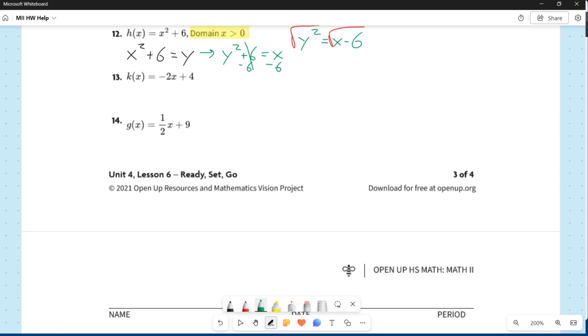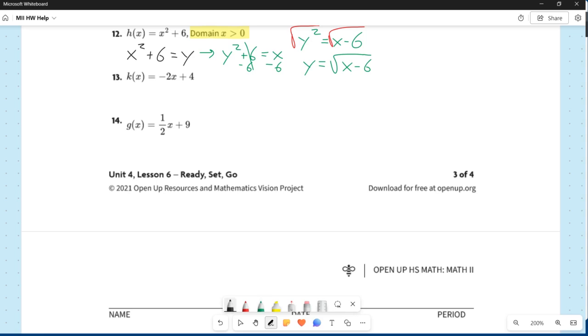The square root of y squared is y. And because we restricted our domain, we do not need to include the plus minus here. The pure algebra normally would require us to have a plus minus in front of the second square root here. But because we've restricted our domain, we don't need that, and we can just simply say square root of x minus 6, which is a function.